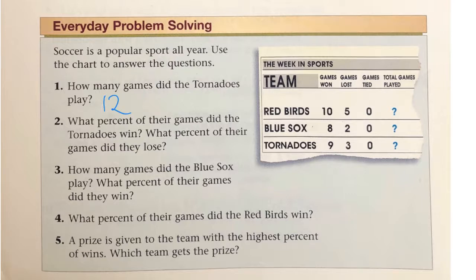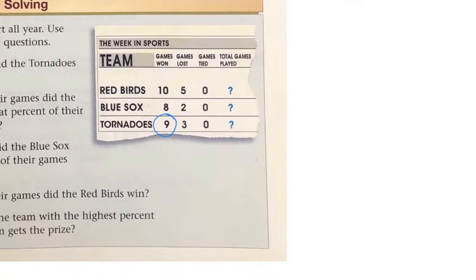Now, 2. What percent of their games did the Tornadoes win? Well, they won 9. So first, let's find how many they won. So we've got 9 out of 12. They won 9 out of 12. I'm looking for some space where I could do this. Move it over.